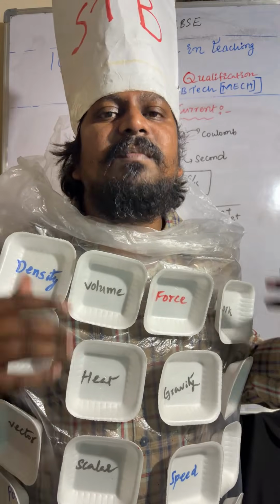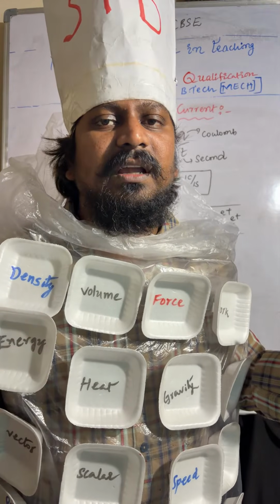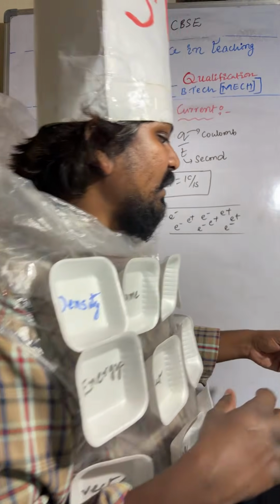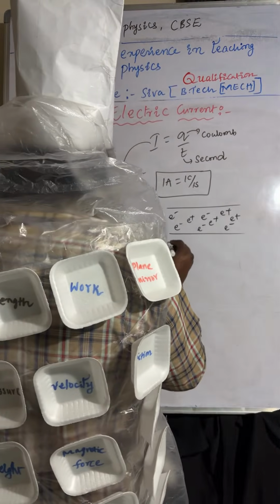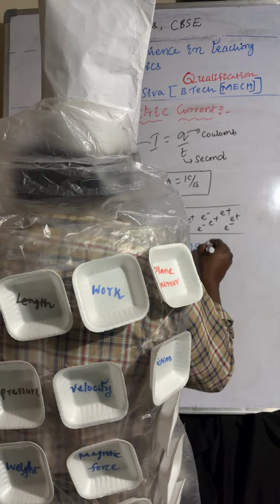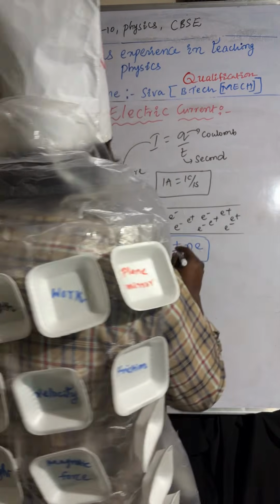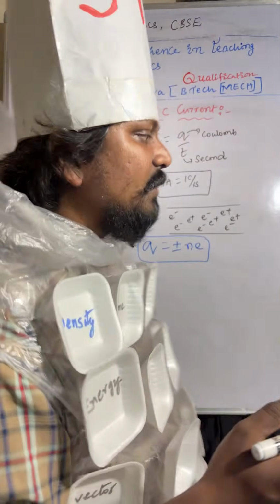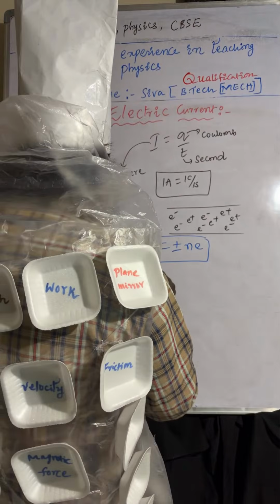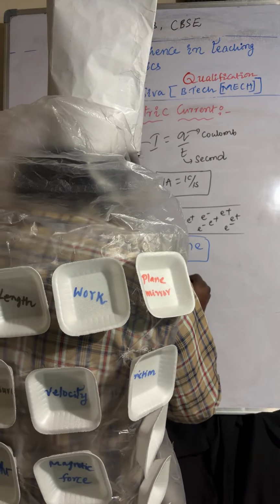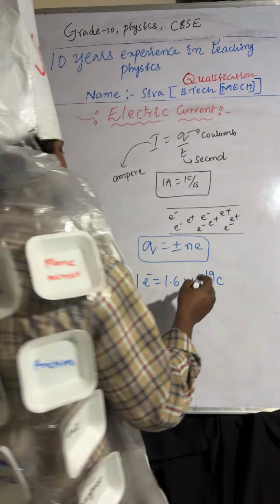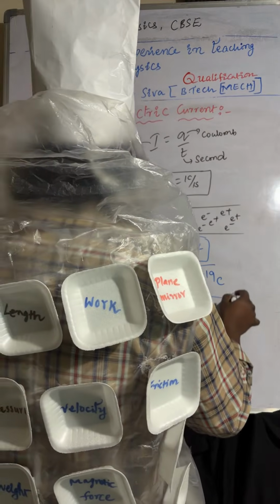Those are a number of charges, so we can't say 1, 2, 3 like that. Charge is an integral multiple, that is Q equal to plus or minus NE, where N is the number of charges. The charge on 1 electron is 1.6 into 10 power minus 19 coulomb.